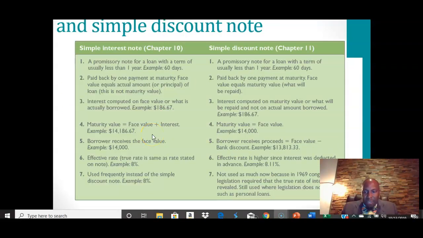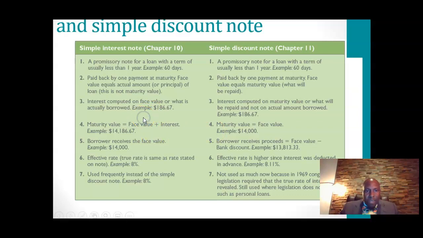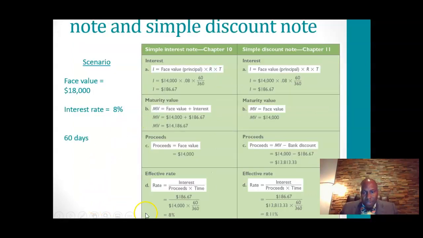Perhaps you're saying, okay, does it make a difference? And the answer is yes, it does make a difference, because under the simple interest note, the effective interest rate, or the actual interest rate paid, will still end up being the stated percent. But note that with the simple discount note, the actual interest rate paid is 8.11%.